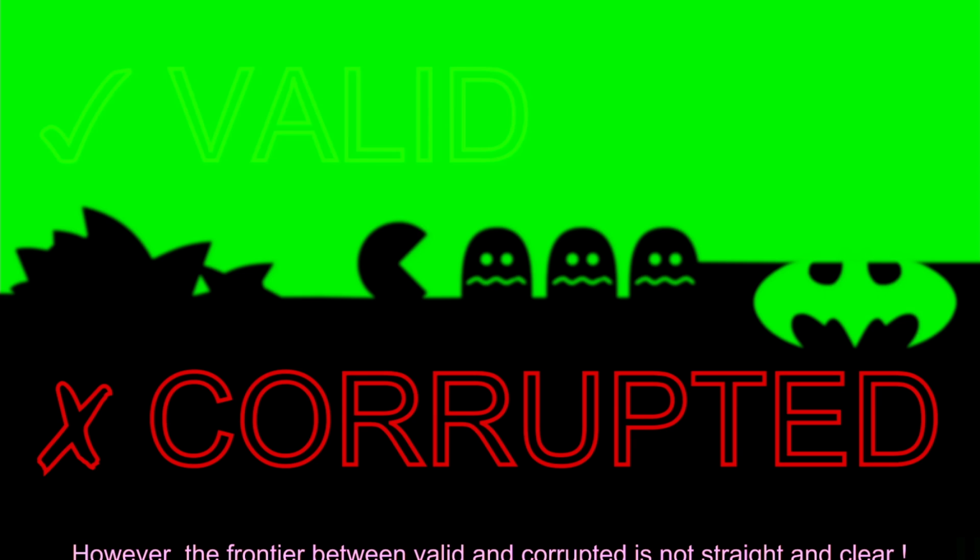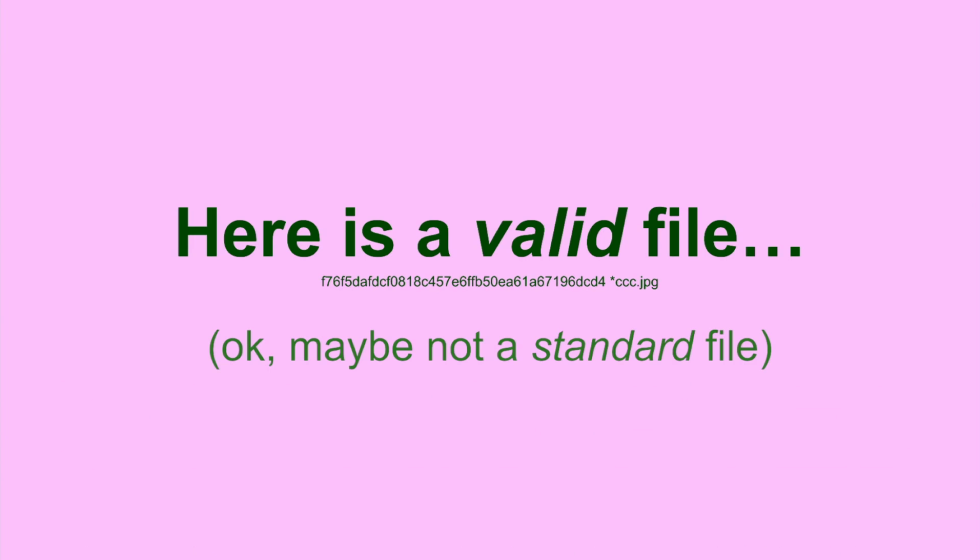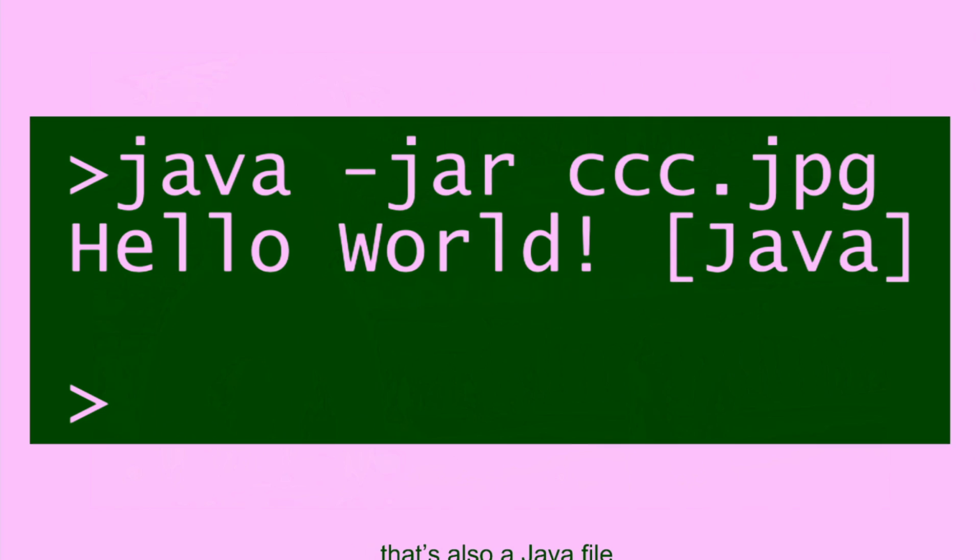The problem is that the frontier between valid files and corrupted is not clearly defined, and I play with it. So let's take an example. And here is a valid file. So just to show the kind of valid files that I like to try. It's not exploiting everything, but it's maybe not a standard file. So this is a JPEG picture that might ring a bell. And yeah, it's also a Java file, because why not? That's not really complex. But you can play further.